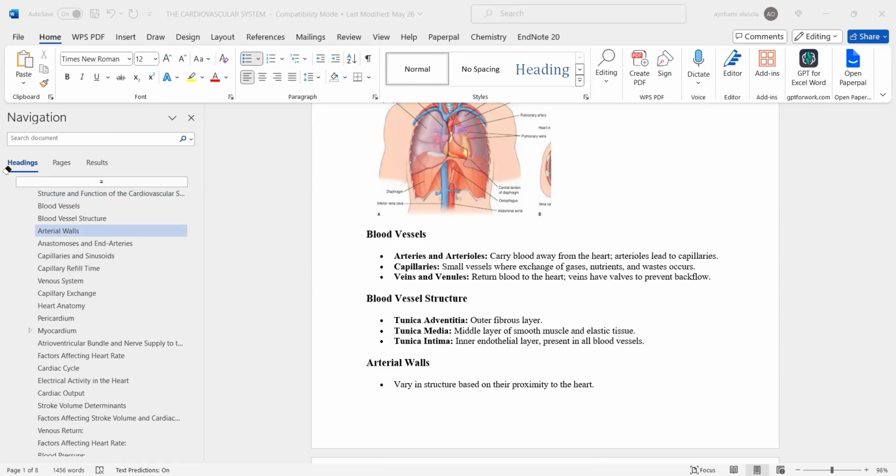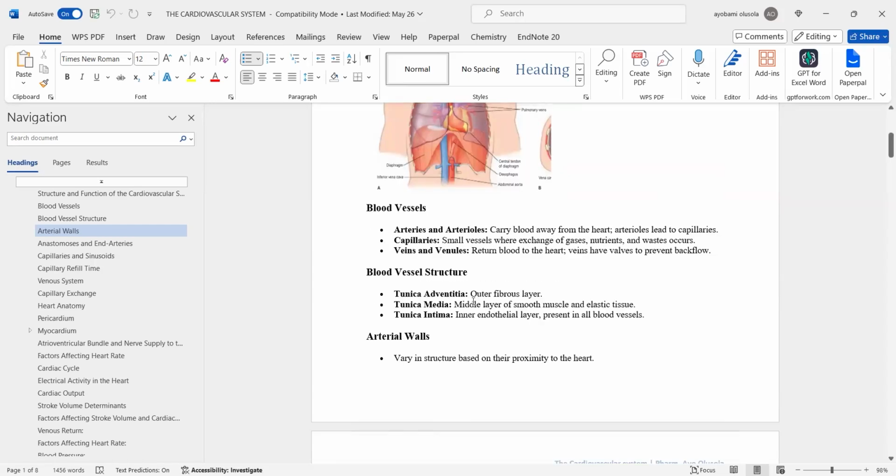Then the veins and venules carry blood to the heart. Usually in veins we have valves to prevent the backflow of blood. The capillaries are just small vessels, and they are for exchange of gases and nutrients.